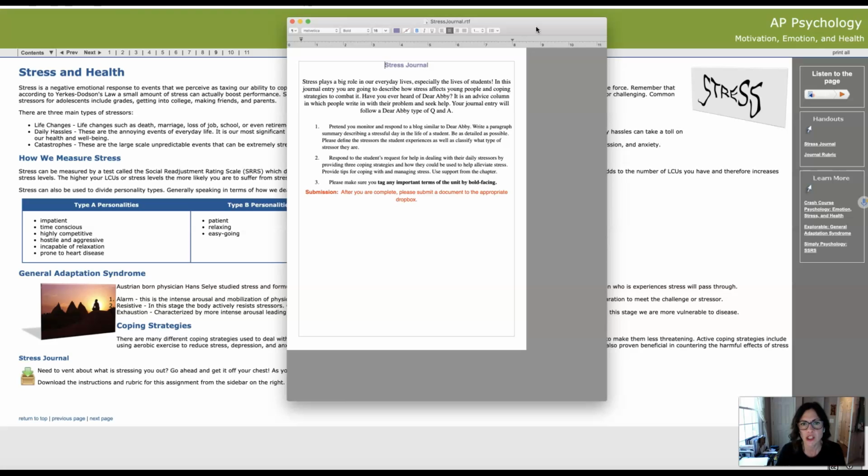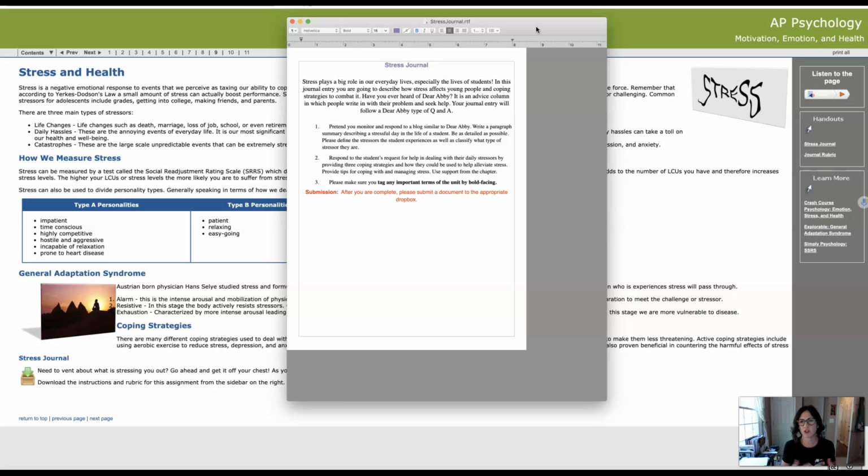document. Stress plays a big role in our everyday lives, especially the lives of students. In this journal entry, you are going to describe how stress affects young people and coping strategies to combat it. Have you ever heard of Dear Abby? It's an advice column in which people write in with their problem and seek help. Your journal entry will follow a Dear Abby type of Q&A.